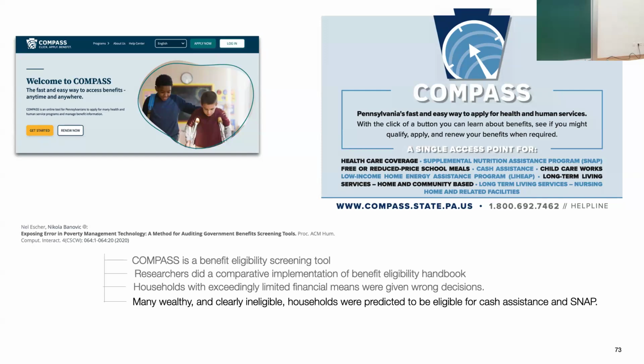There were two key kinds of wrong decisions. Households with exceedingly limited financial means were given wrong decisions and told they don't qualify. On the other hand, we have a false positive. Many wealthy and clearly ineligible households were given cash assistance and SNAP, from the fake data that these guys have constructed, which you could look at in this paper of theirs and find out that indeed there's something wrong.